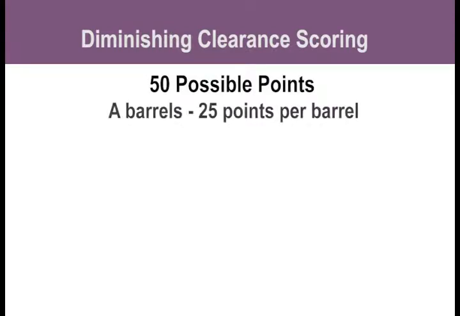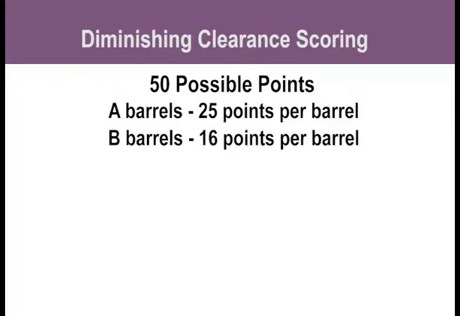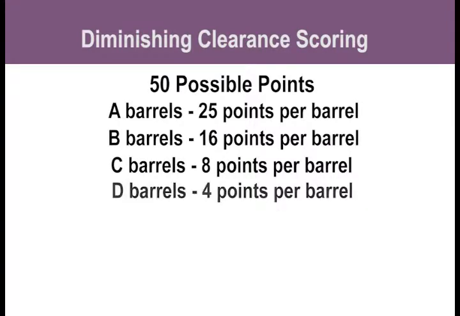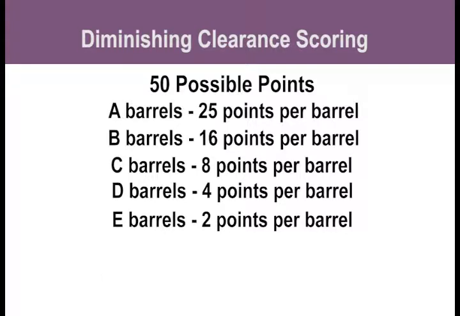If the vehicle touches A barrels, 25 points per barrel is deducted. B barrels, 16 points each. C barrels, 8 points each. D barrels, 4 points each. And E barrels, 2 points each are deducted.